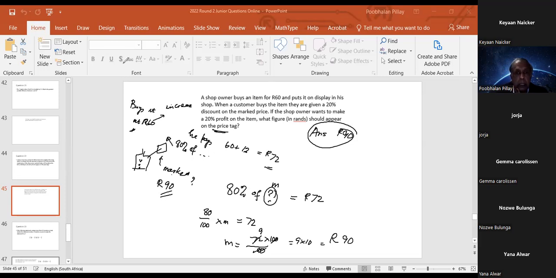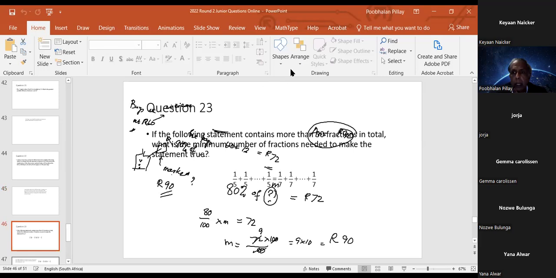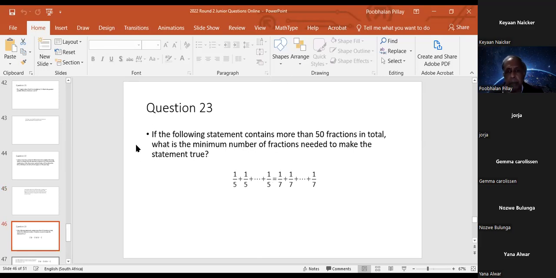Okay, so let's get on. Okay, so the next problem, number 23. Problem number 23 says the following. If the following statement contains more than 50 fractions in total, so you got 1/5, 1/5, so the number of 1/5s here, and here too, you got number of 1/7s. We don't know how many of these and how many of these, but you know that it contains more than 50 fractions. So altogether, you got more than 50 fractions here. What is the minimum number of fractions needed to make the statement true?